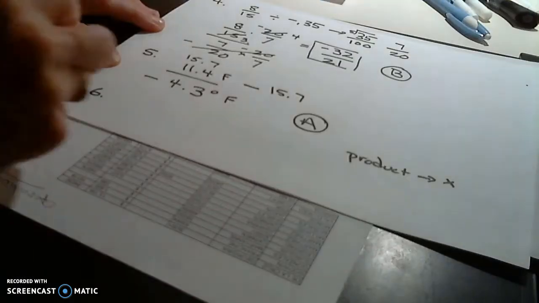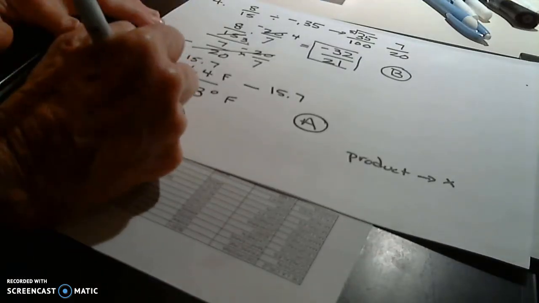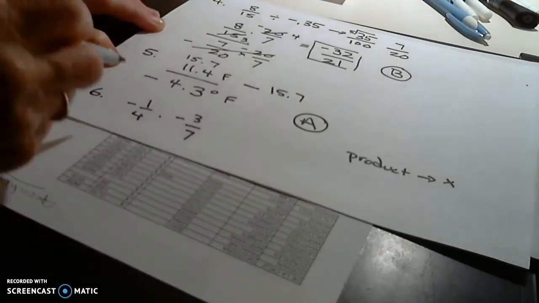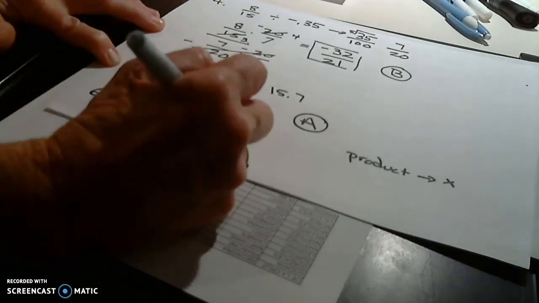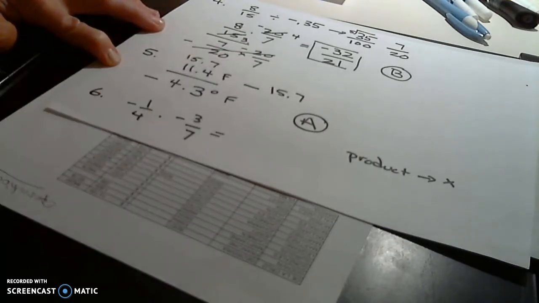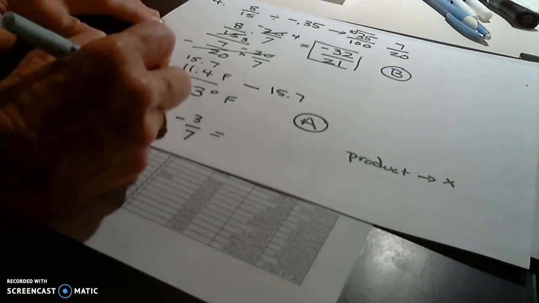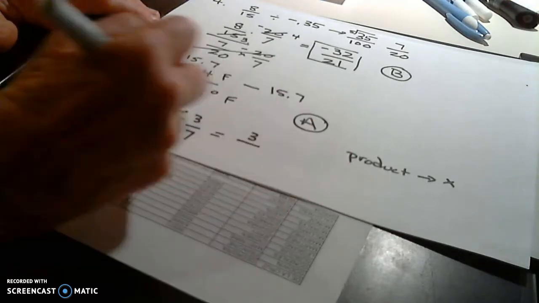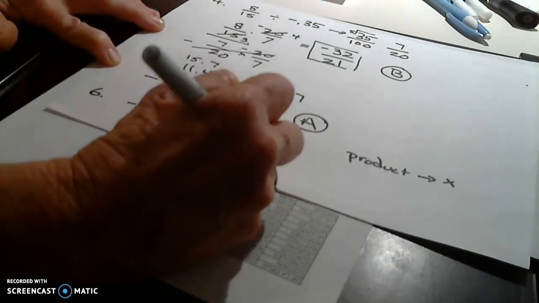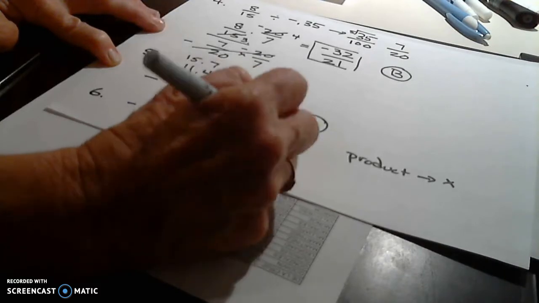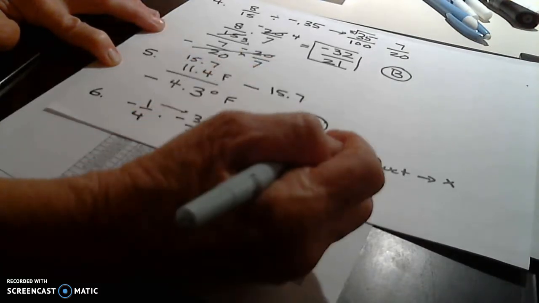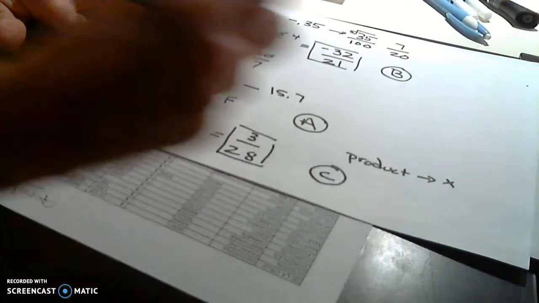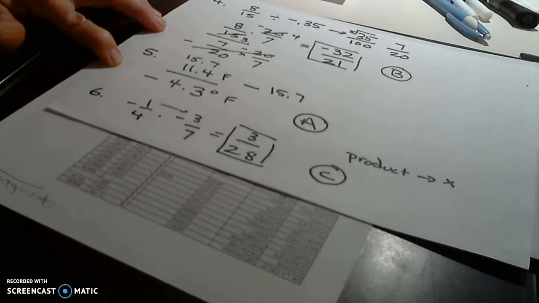So I'm going to multiply negative 1/4 times negative 3/7. I know my final answer, a negative times a negative, is going to be a positive, and I don't need to look for the same denominator. I just multiply it straight across. 1 times 3 is 3. 4 times 7 is 28, and it's going to be a positive number, 3 divided by 28, and my final answer is C. Don't be fooled by that negative sign.